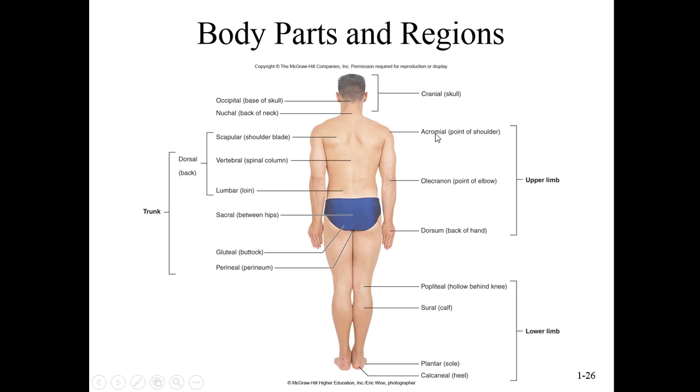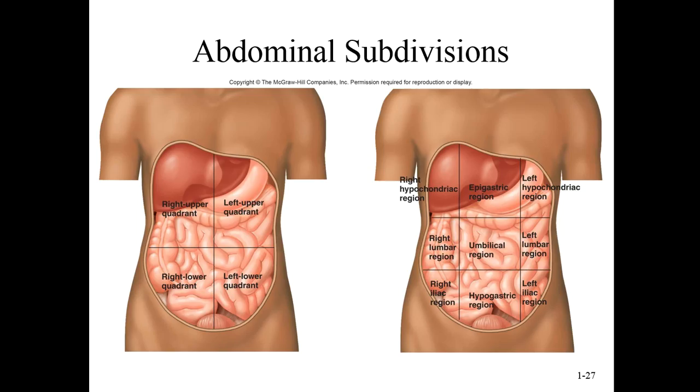Cranial, acromial, the olecranon, the point of the elbow, the dorsum, the back of the hand, just like the dorsal surface is the posterior part of the body. Popliteal, sural, and then calcaneal. This is called the Achilles tendon, so-called. We're not in a Greek mythology class. This is an A&P class, and so we call it the calcaneal region and the calcaneal tendon.